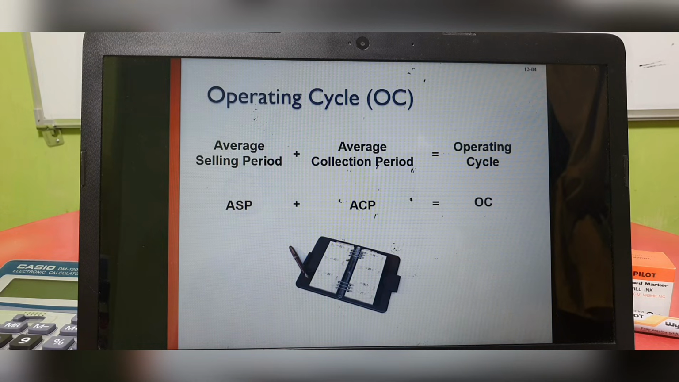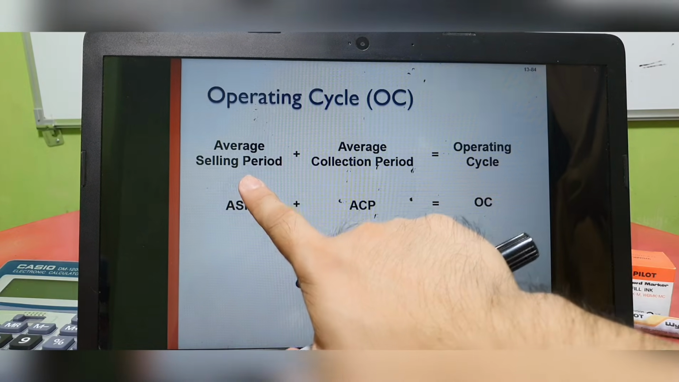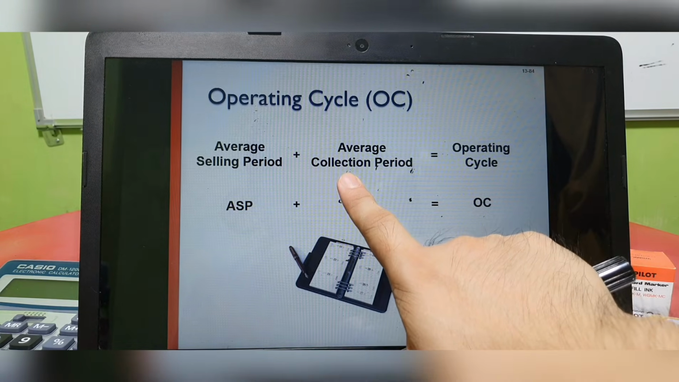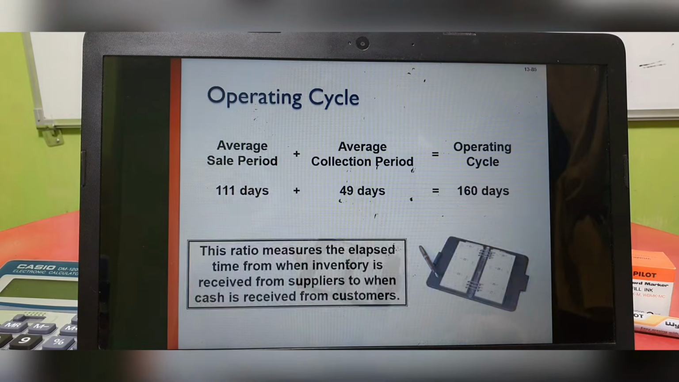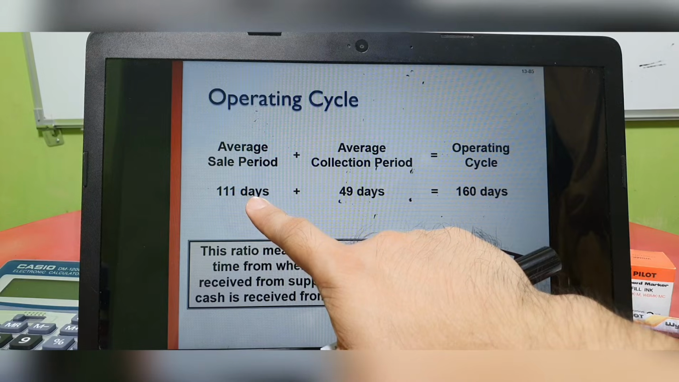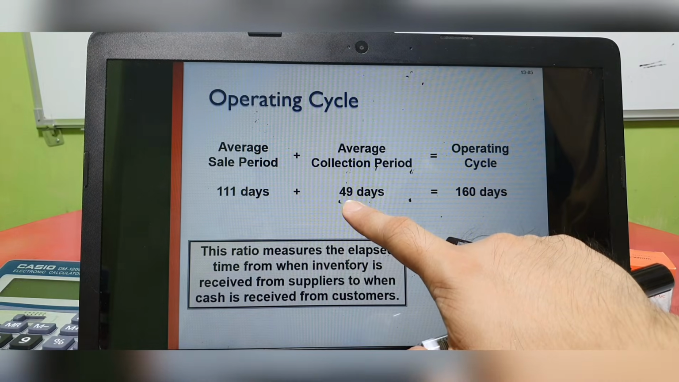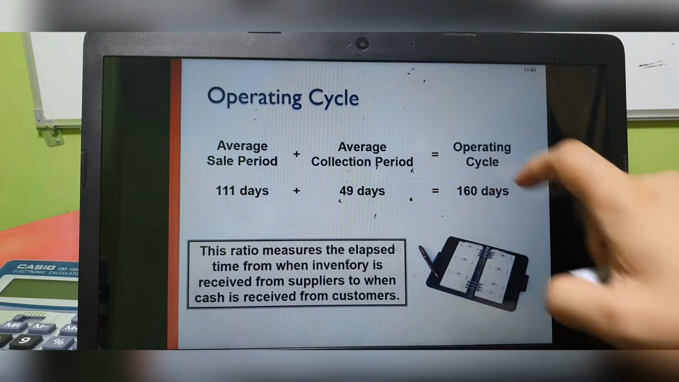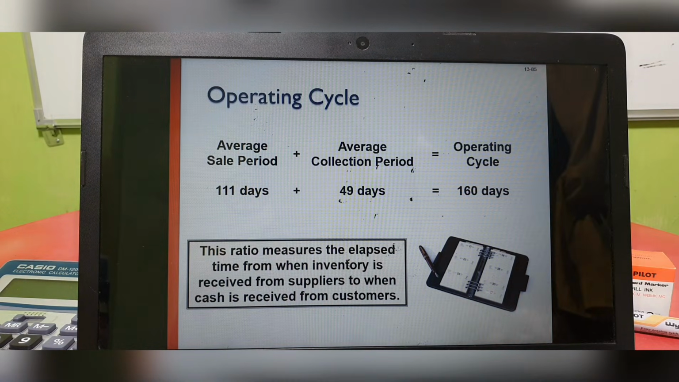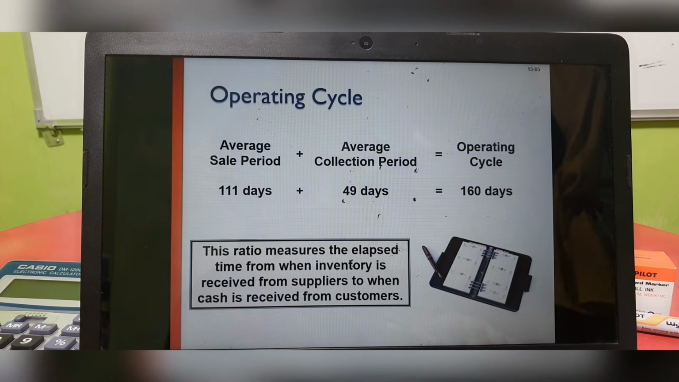Ito po, operating cycle will explain. Yung operating cycle is the sum of your average selling period and average collection period. What does it mean? Magbenta ka today, bumili ka today ng inventory after 111 days, nabenta mo on account, kaya nakolekta mo naman after 49 days. Ibig sabihin, the total would be 160 days. That is your operating cycle. So, average selling plus average collection period is equal to your operating cycle.